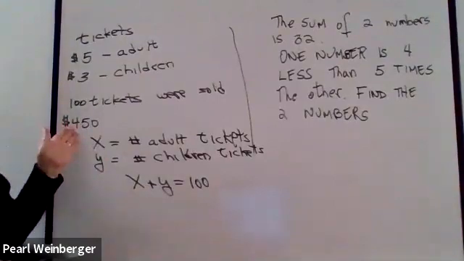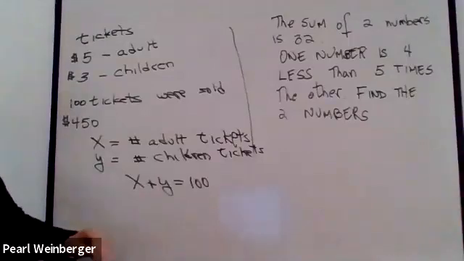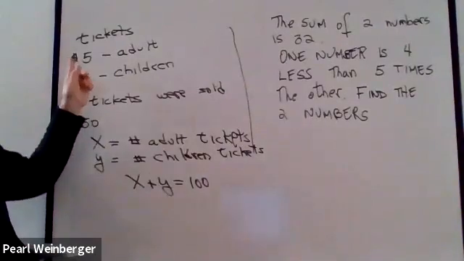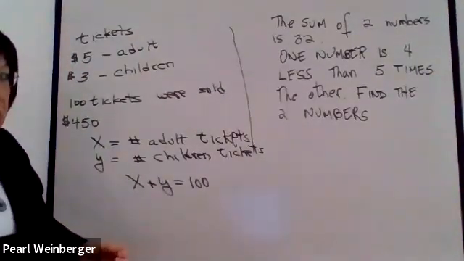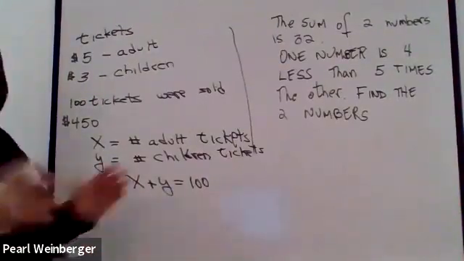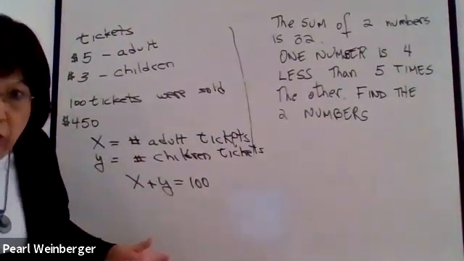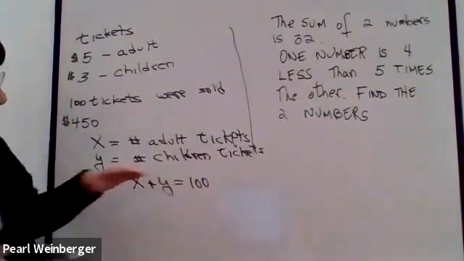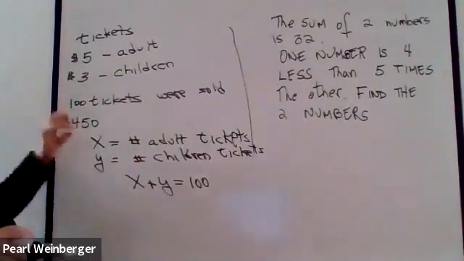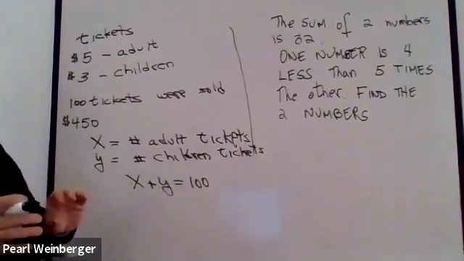But we didn't use the fact that it was $450 that we made. How do we figure out that? So notice we didn't make any use of the fact that the prices of the tickets were different. When I say X plus Y, it has nothing to do with how much each ticket cost. The total number of tickets was 100. It didn't matter what each ticket cost. But the $450, that depended on the price of the ticket.